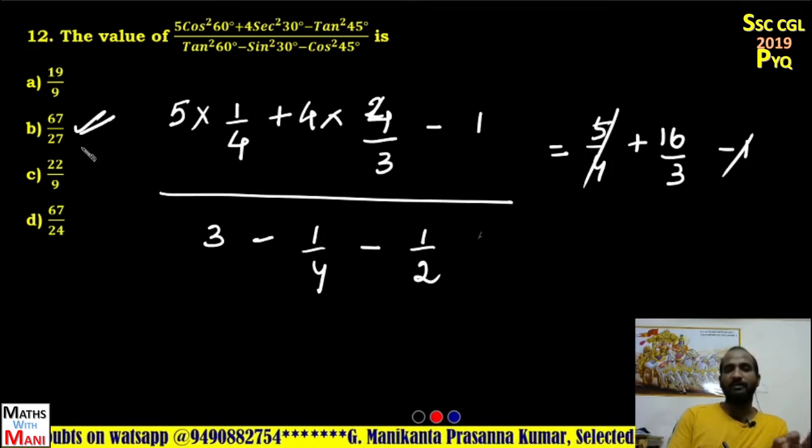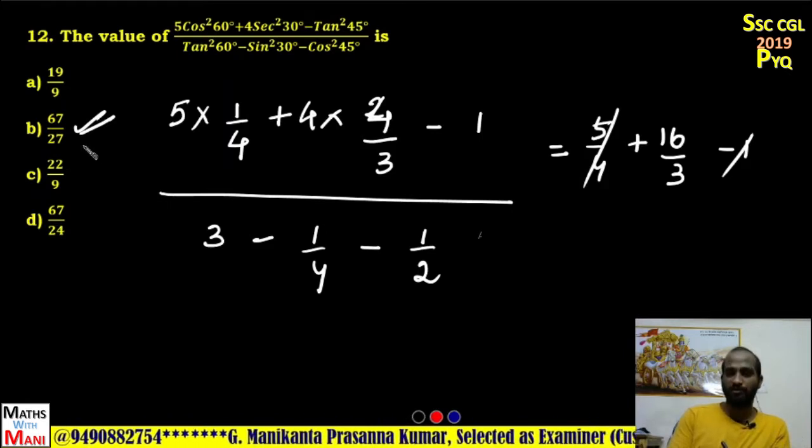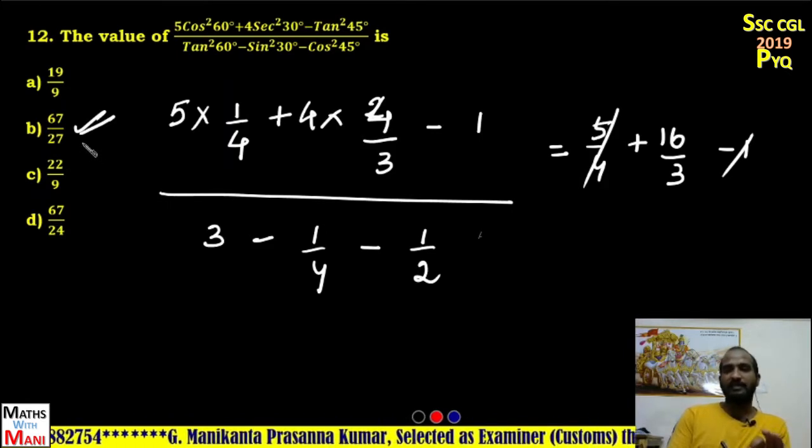Just write down the values of trigonometric ratios for each specific angle which is asked in the question and calculate all the values. You can easily get it. That's it. Clear? Next, 13th one.